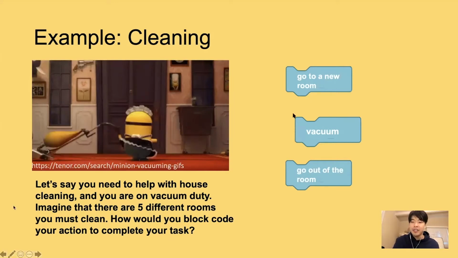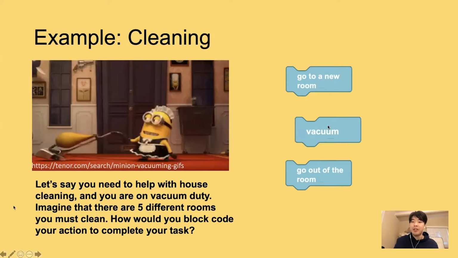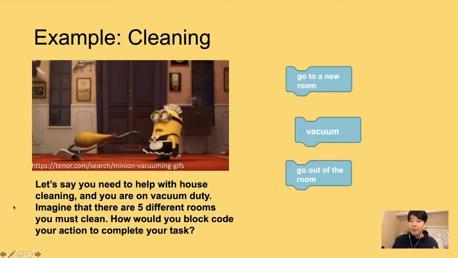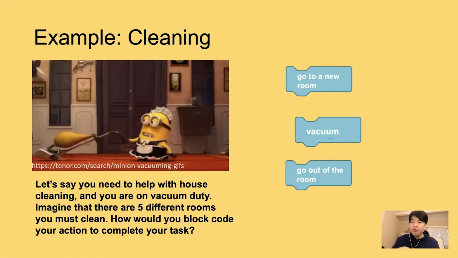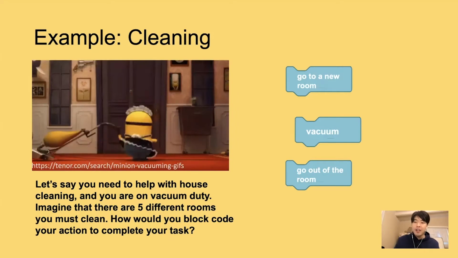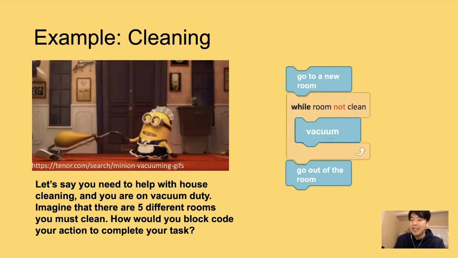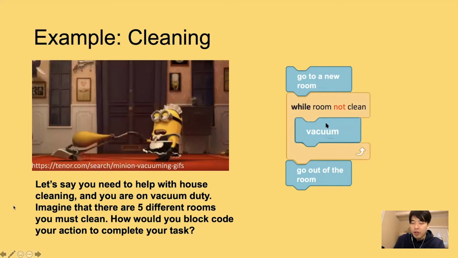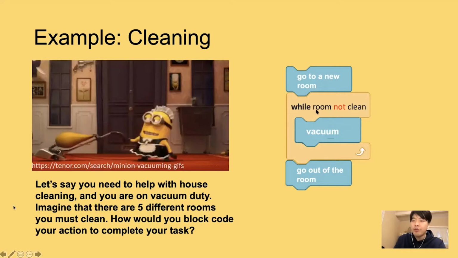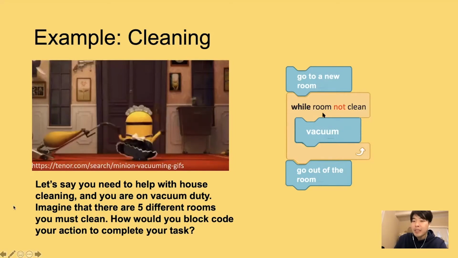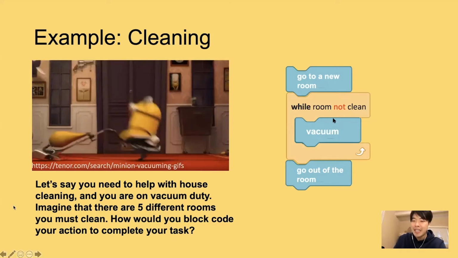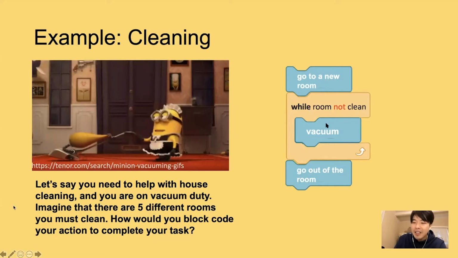So first, this vacuum process has to be done not just one time, but repeated, right? But you don't really know how many times you have to vacuum. So we can make a loop here, not a counting loop, maybe a conditional loop, like while the room is not clean, repeat this action. Because if the room is clean, why vacuum, right? So this will repeat until the room is clean. And when the room is clean, this will get out of the loop and go to another room.